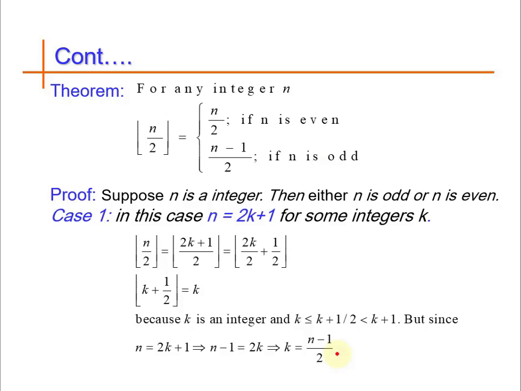Now we are doing a theorem which is a property of floor function, and we see that for any integer n, floor of n over 2 is equal to n over 2 if n is even, and n minus 1 over 2 if n is odd.